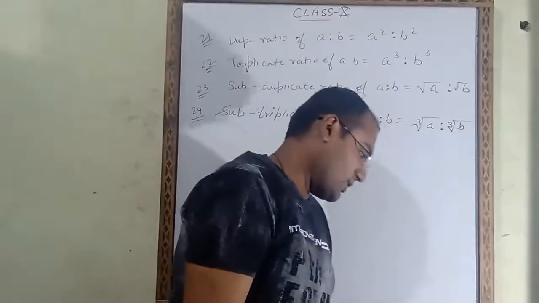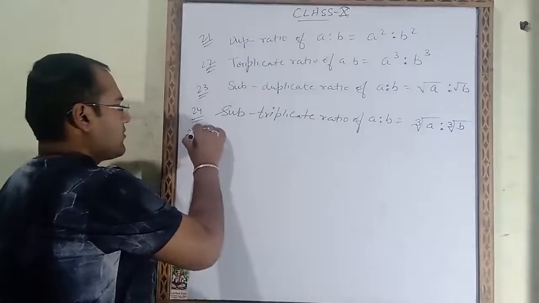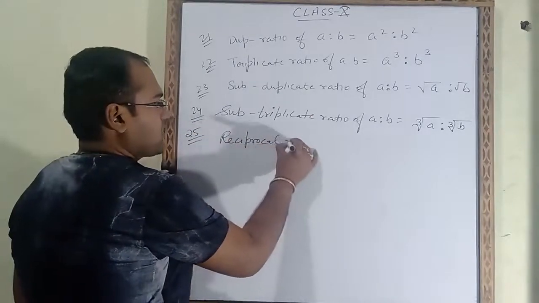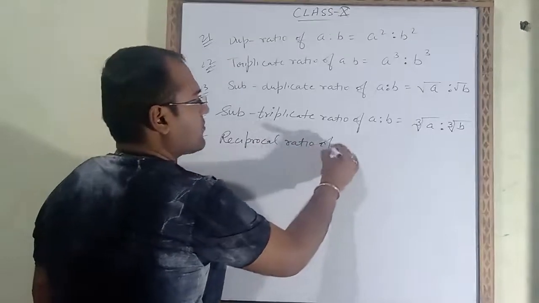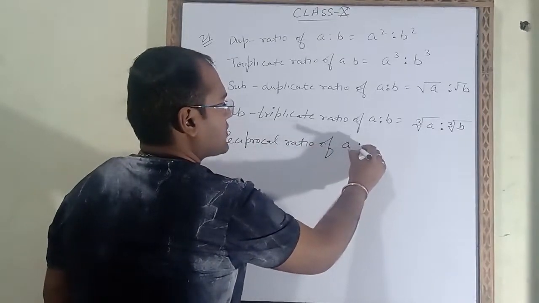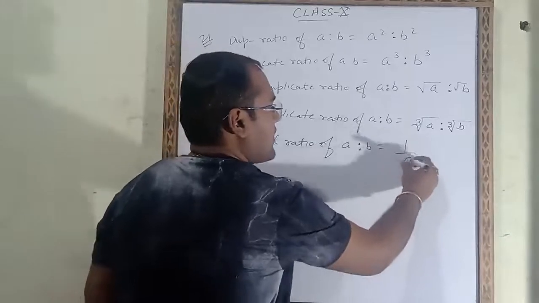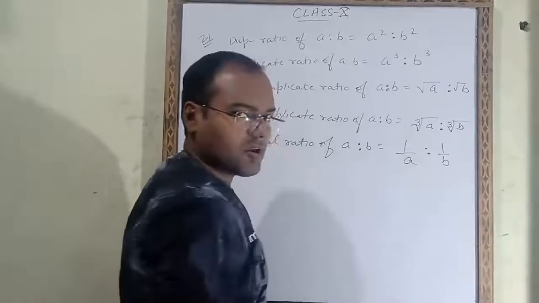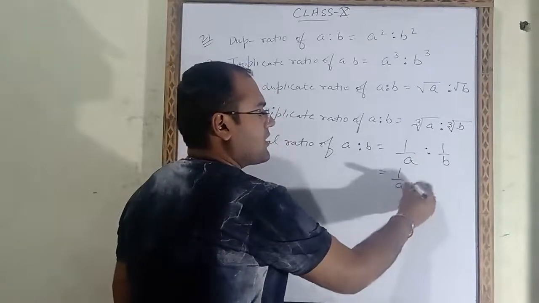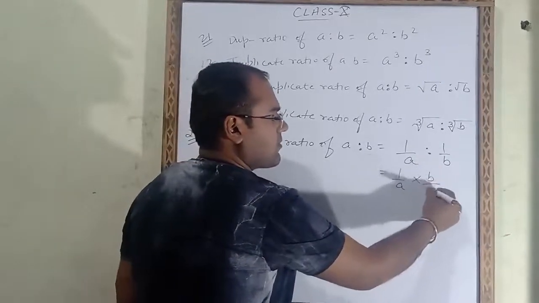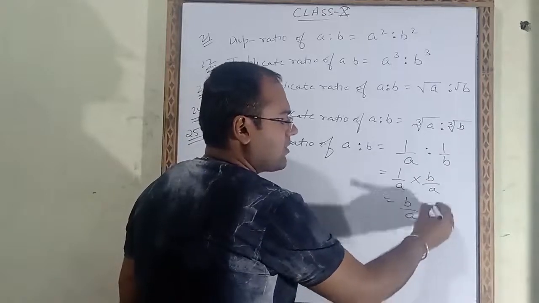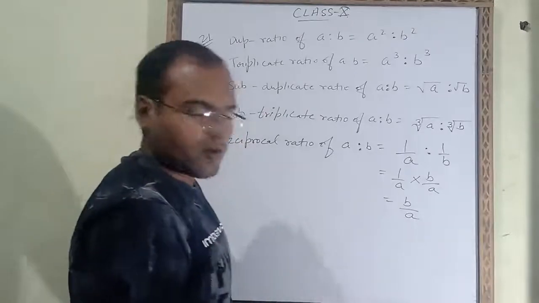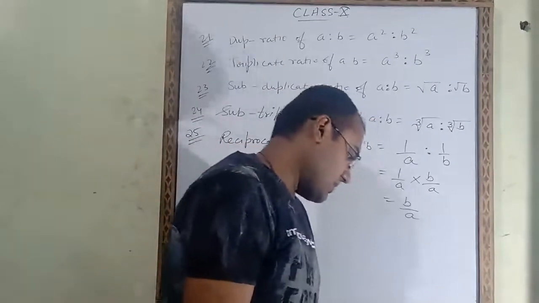Next, question 25. Find the reciprocal ratio. The reciprocal ratio of a:b is equal to 1 upon a : 1 upon b, or we can change it to multiply and get b upon a, that means b:a. So like this you have to do question number 25. Now see question number 26.